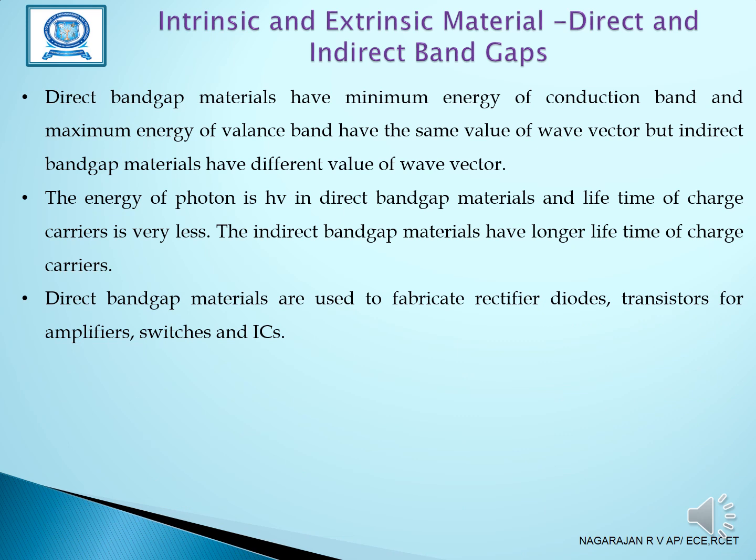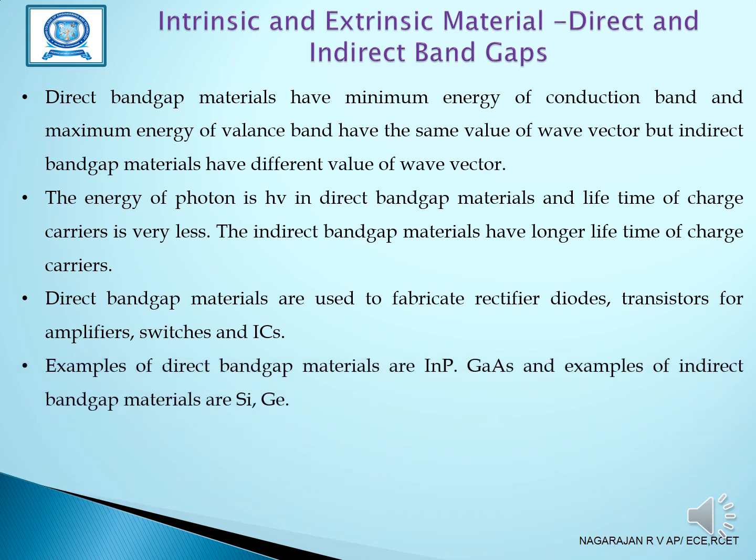Direct band gap materials are used to fabricate rectifier diodes, transistors for amplifiers, switches and ICs. Examples of direct band gap materials are InP and gallium arsenide, and an example of an indirect band gap material is silicon.